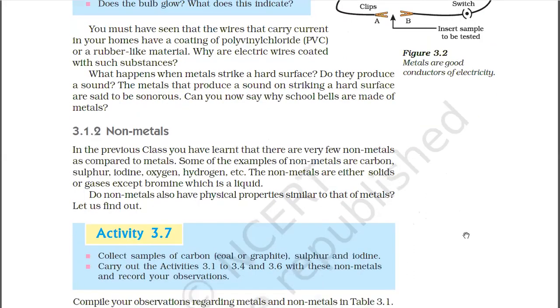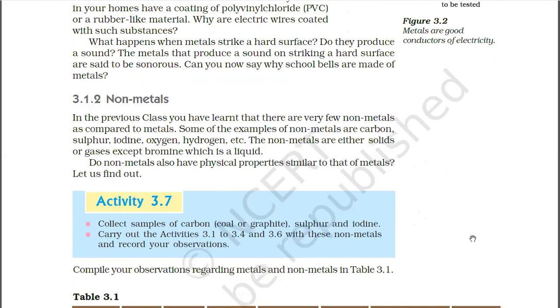Non-metals. In the previous class, you have learned that there are very few non-metals as compared to metals. Some of the examples of non-metals are carbon, sulfur, iodine, oxygen, hydrogen, etc. The non-metals are either solids or gases except bromine, which is a liquid.